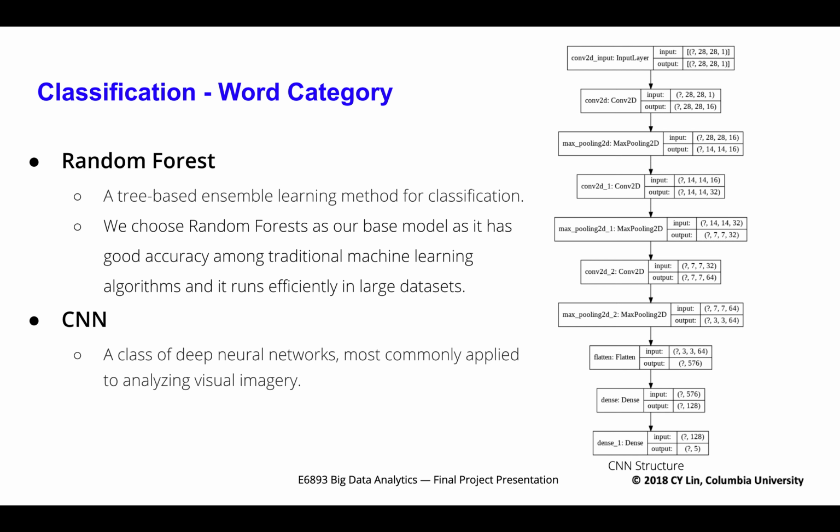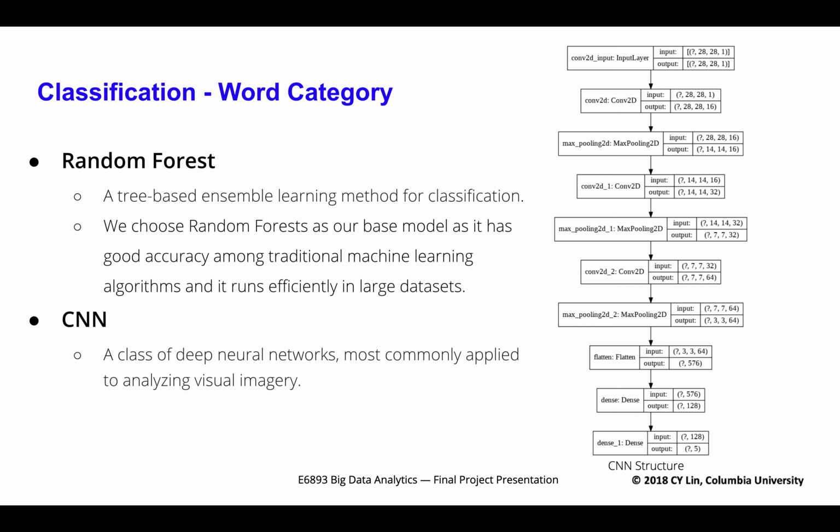We will use two models to do the image classification. One is random forest. We chose random forest as our base model since it has good accuracy among traditional machine learning algorithms and it runs very efficiently on large datasets compared to SVM or XGB. Then we will also build a CNN model. CNN is a class of deep neural networks that is most commonly applied to analyzing images.